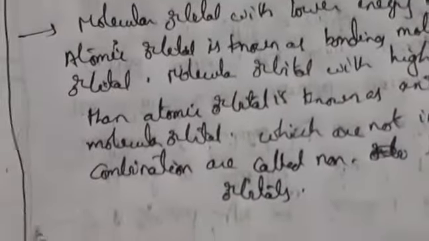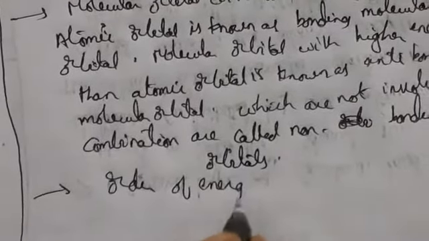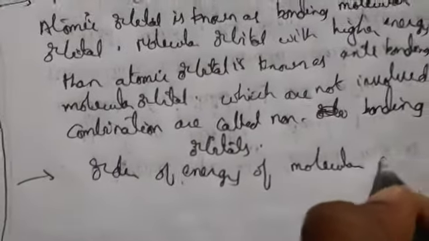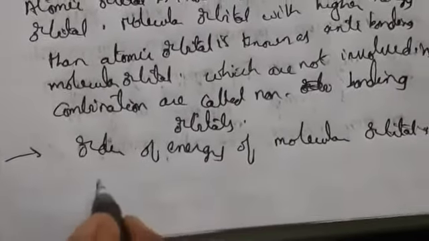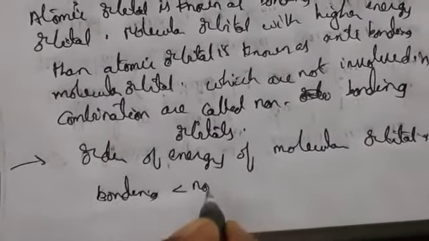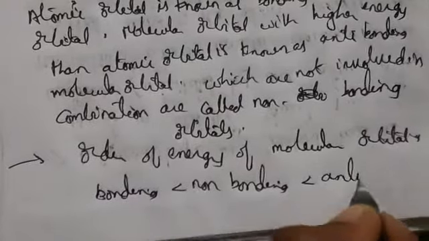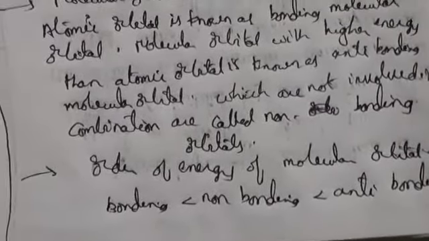We are going to write the order of energy. The energy of molecular orbitals is: bonding, non-bonding, antibonding molecular orbital.